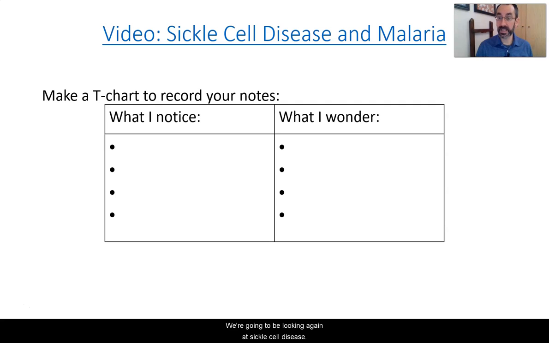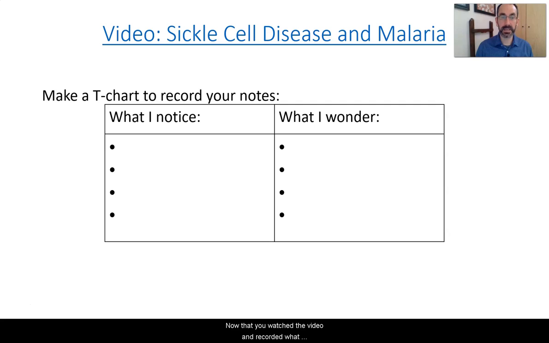We're going to be looking again at sickle cell disease and thinking about that trait in populations and how that has evolved over time. I'd like you to pause in a moment and watch this video on sickle cell disease and why it persists in populations over generations. And I'd like you to make a T-chart on your scrap sheet of paper to record your notes as you watch the video. On this T-chart, you should have one side that says what I notice, which is what you learn from the video. And the other side is what I wonder. What questions do you still have at the end of this video about sickle cell disease and how it's evolved through natural selection over time? Okay, so pause this video, watch the one on sickle cell disease, and we'll wrap up once you come back.